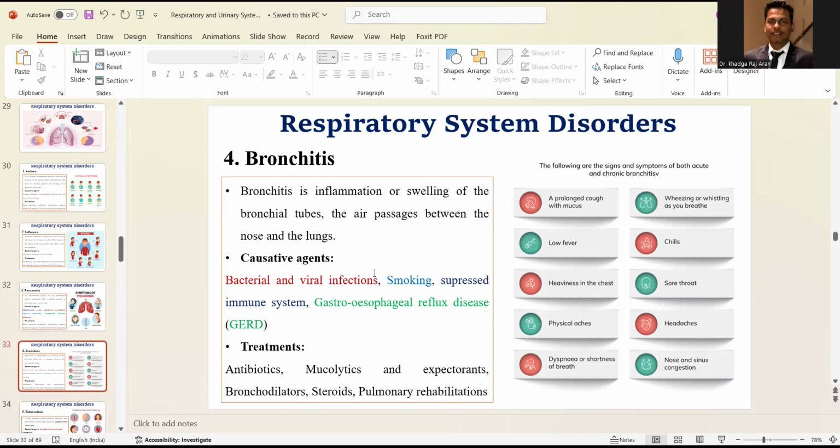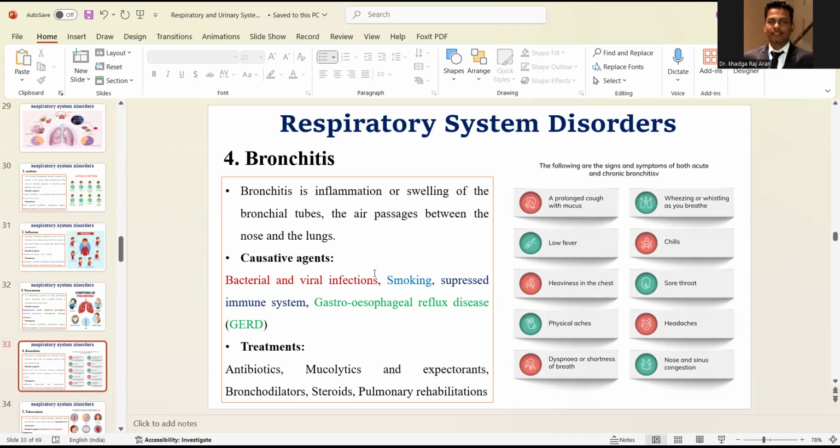Bronchitis has various symptoms like prolonged cough with mucus, rise in body temperature, chills, fever, sore throat, infection, headache, some dyspnea, that is shortness of breath, and nose and sinus congestion. These are the symptoms of bronchitis.